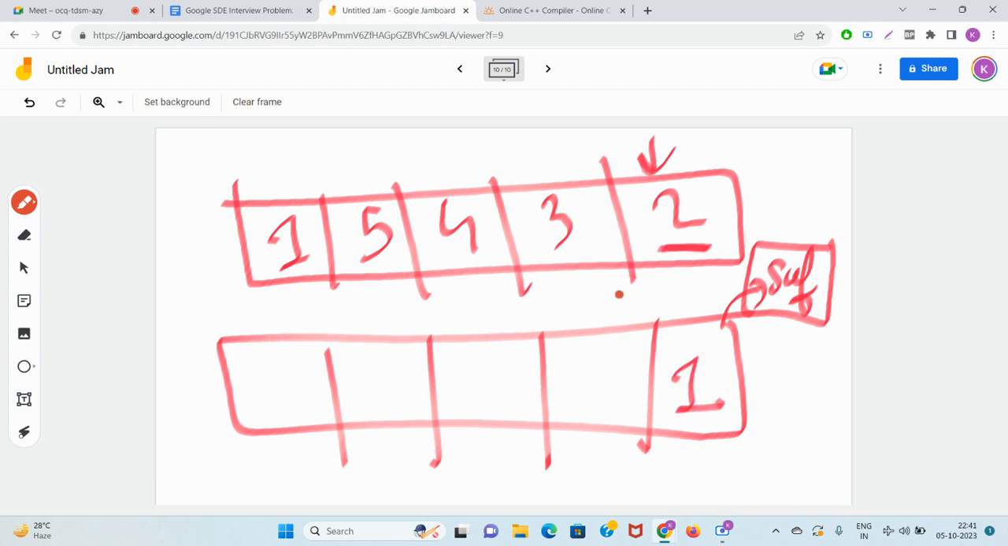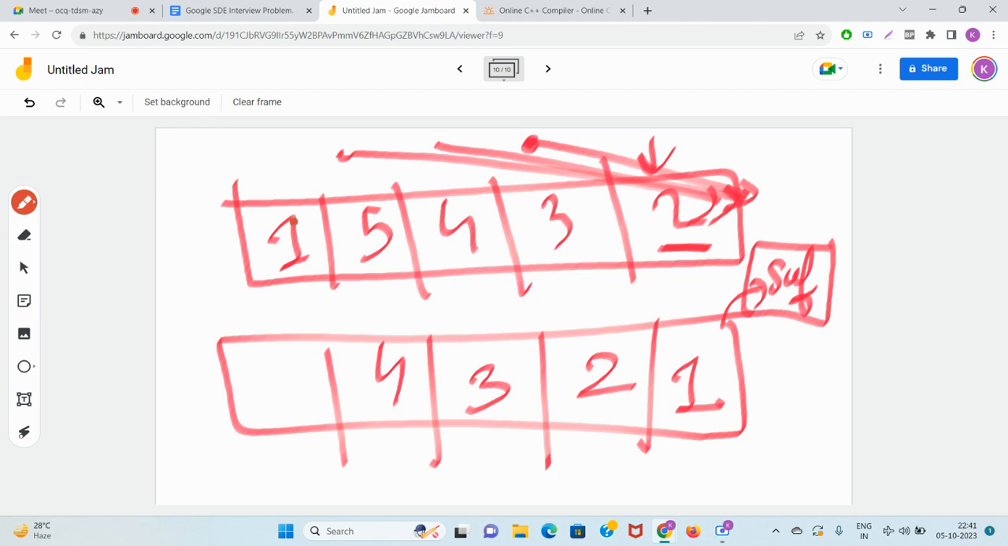What is the length of the largest subarray which is starting at this index and decreasing? 3, 2: 2 is the length here. 4, 3, 2: 3 is the length here. 5, 4, 3, 2: 4 is the length here. No no no, it is increasing, not decreasing. So only this, guys. 1 is the decreasing length of the array.